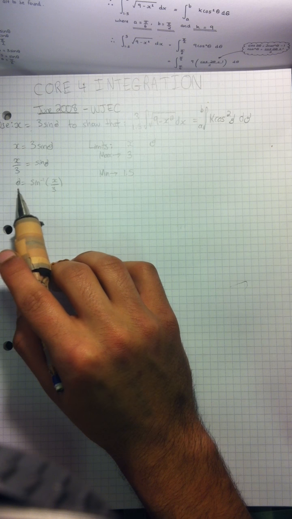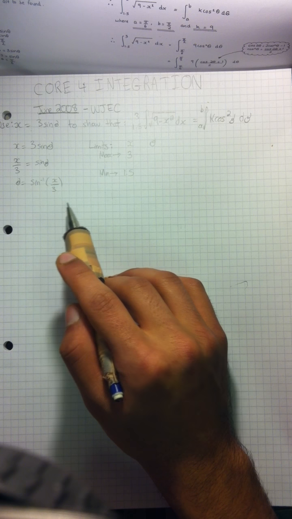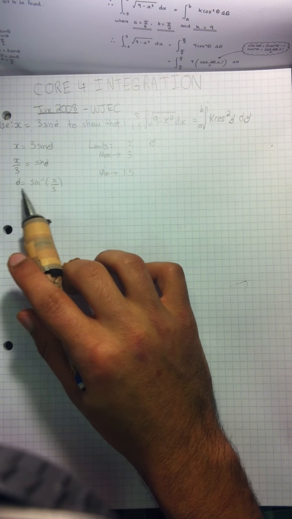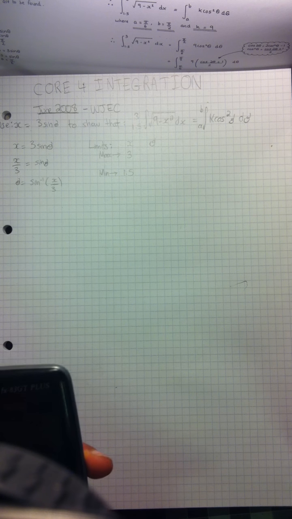Rearrange that and you can get that theta equals sine minus 1 of x over 3. This is an example of the substitution method of integration. So I do need to know the values of theta for both of the limits. So here are my limits for x. The top one is 3, that's the maximum, and the minimum is 1.5. Now if I put that into my calculator, sine minus 1 of 3 divided by 3, which is sine minus 1 of 1, gives me pi over 2. And sine minus 1 of 1.5 divided by 3, which is sine minus 1 of a half, gives me pi over 6.